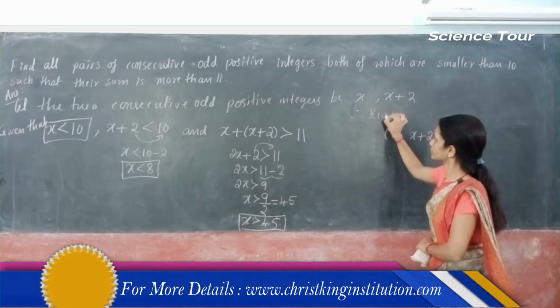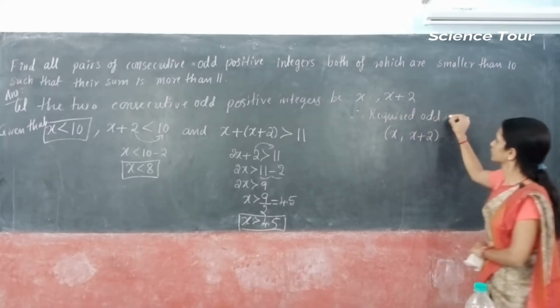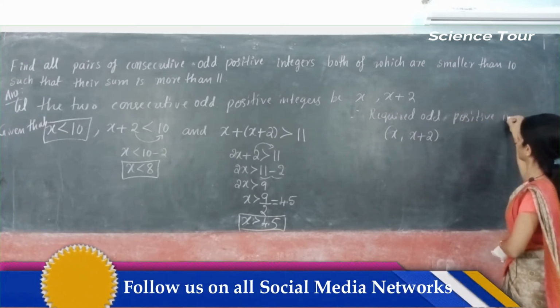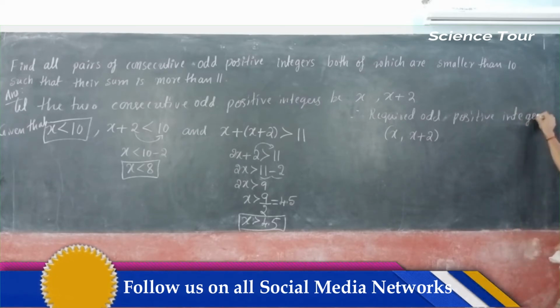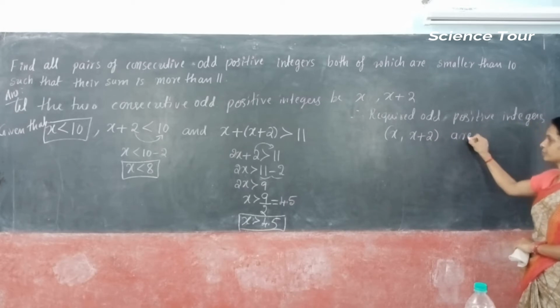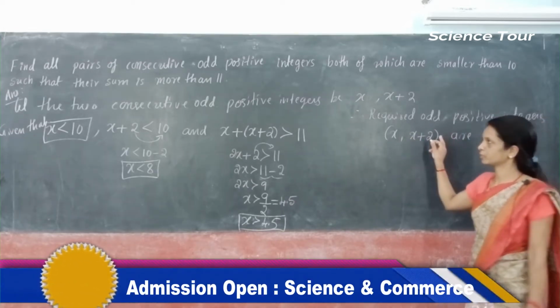the required odd positive integers x comma x plus 2, okay, we have taken in ordered pair form x comma x plus 2.